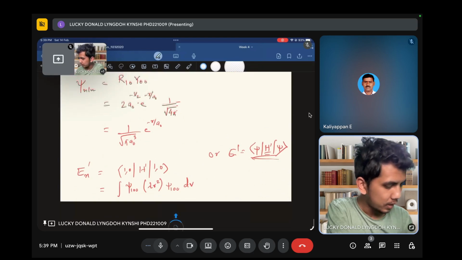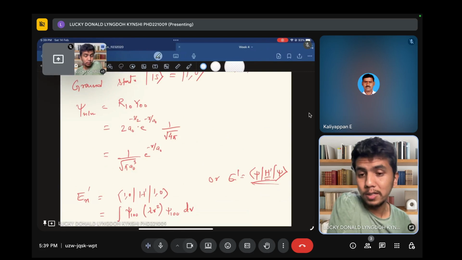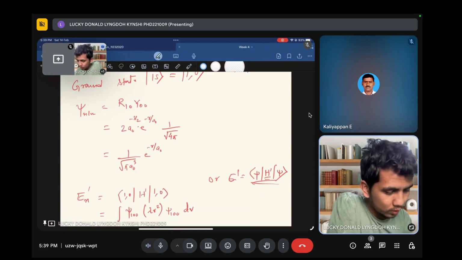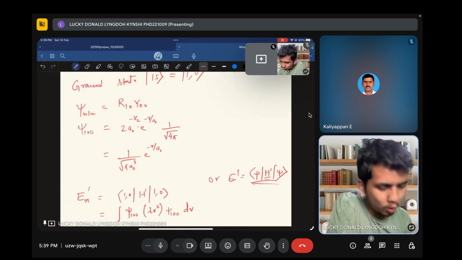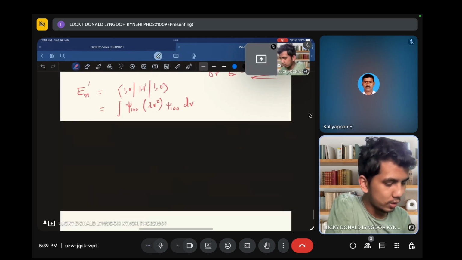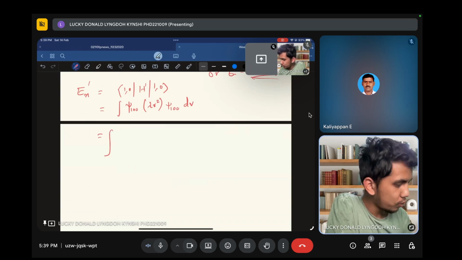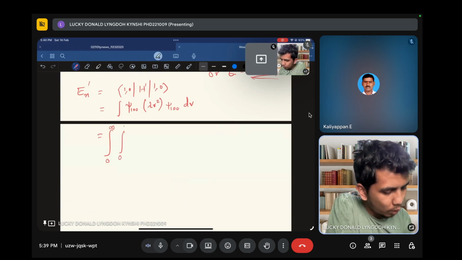Okay. Now, this is a much simpler problem now, because you already know psi 100. You already have psi 100, and you can just solve this integration. So what happens to psi 100? You can just add integration of 0 to infinity for your r part, 0 to pi for your theta part, and 0 to 2 pi for the phi part. Why am I saying this?